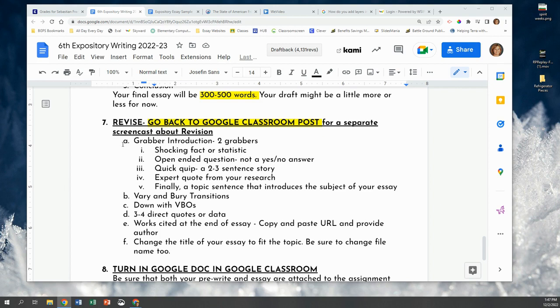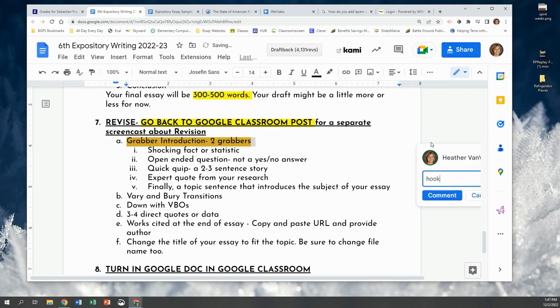In the revision, you are going to take care of a few things. One is you're going to go back to your introduction and include at least 2 grabbers. A grabber is another way of saying a hook. You may have heard that used in the past. A grabber or a hook is something meant to get attention. We want the person who's reading our essay to read the first 2 sentences and want to keep reading.